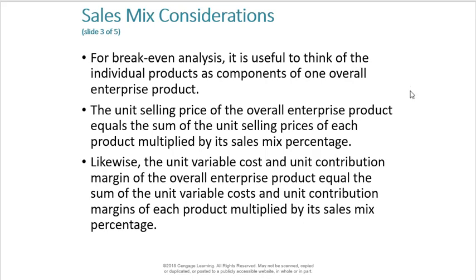And this slide makes an important point. Think of all the products as one overall product, the enterprise unit. All right, so the enterprise unit selling price equals the sum of all the selling prices times its sales percentage. Likewise, it would be the same with variable costs and the contribution margin.